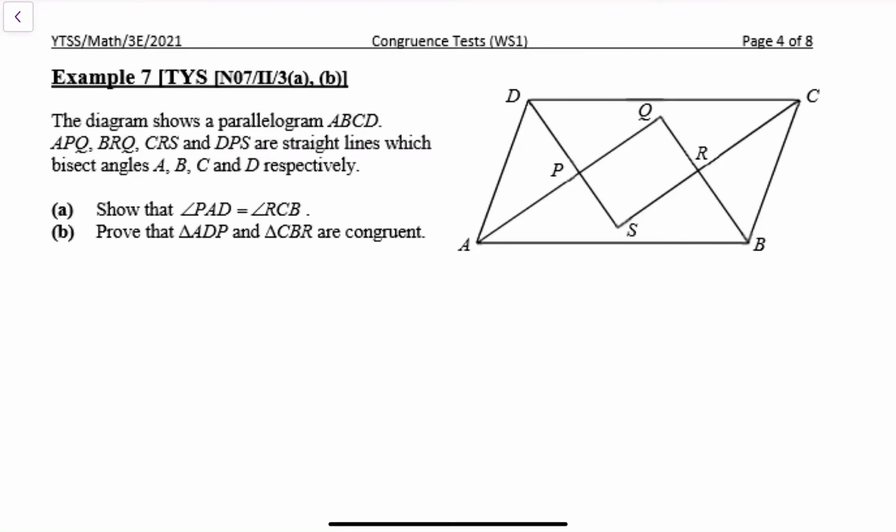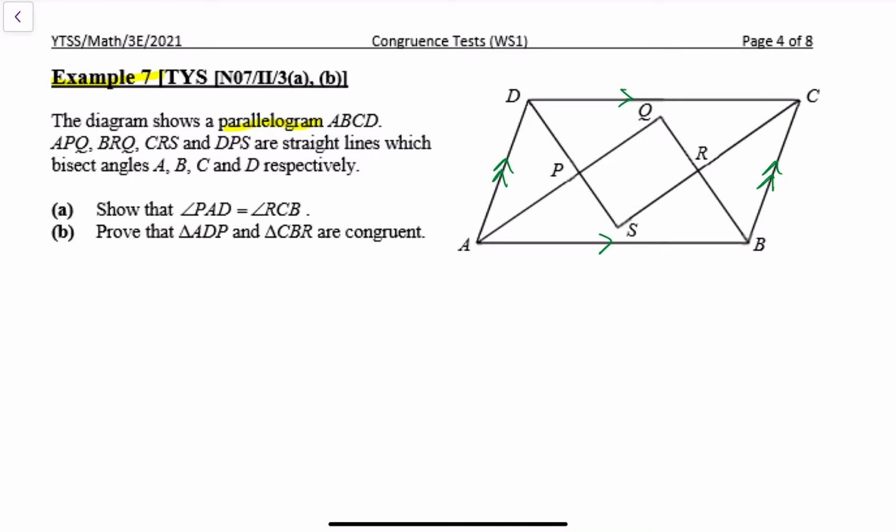Let's look at example 7. Okay, let's remember that it is important for us to read the question first. Don't just straight away jump into doing the question by looking at the diagram. Okay, so it says that it is a parallelogram ABCD, right? So in our mind, we should always register that there are two pairs of parallel lines.